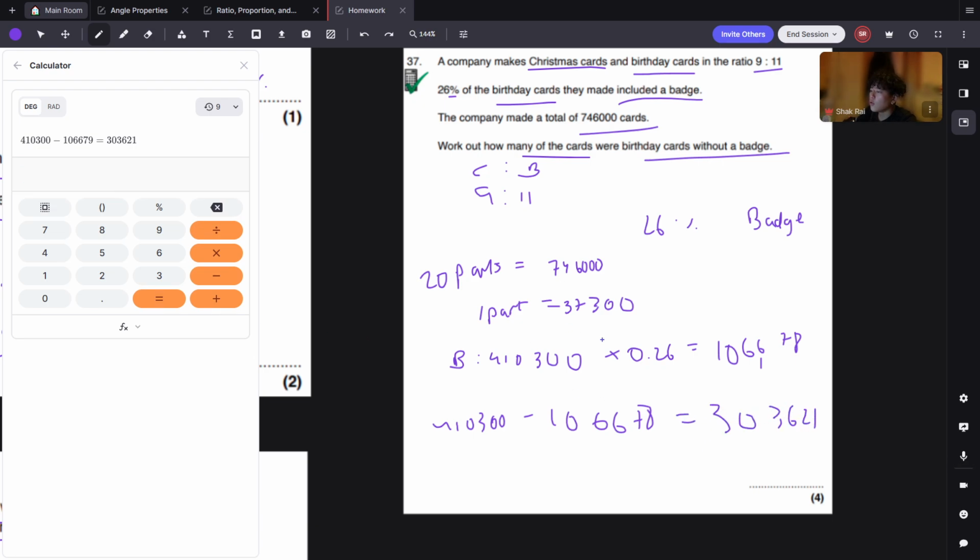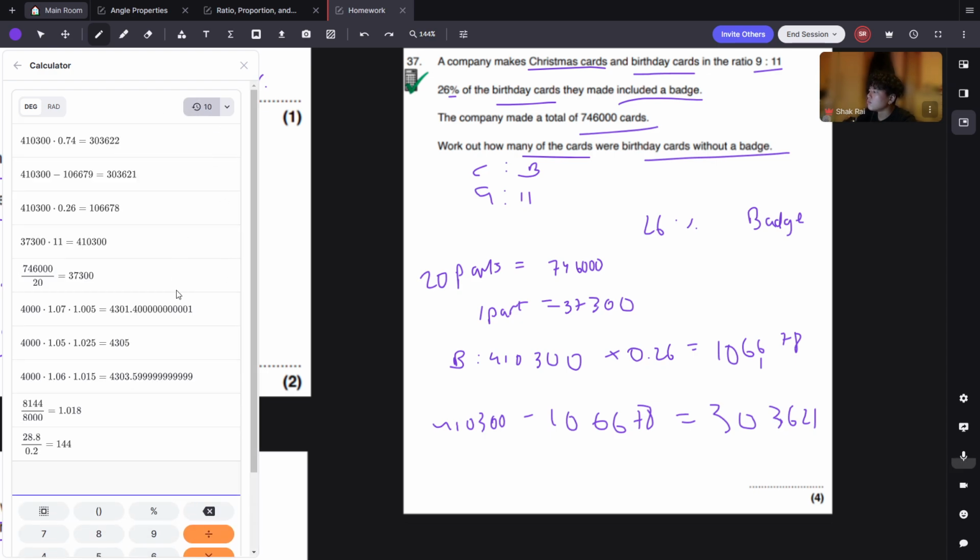That gives you 303,621. Or if I'd known we were trying to find the birthday cards without a badge, I would have done 410,300 and the percentage of cards without a badge is 74%, so 0.74. Oh, and as you can see, they're the same number. Cool. Lovely. Nice.